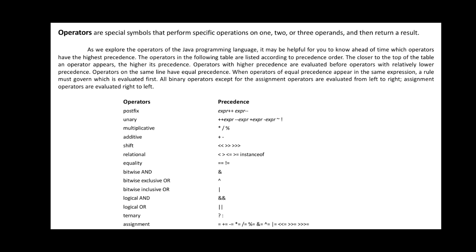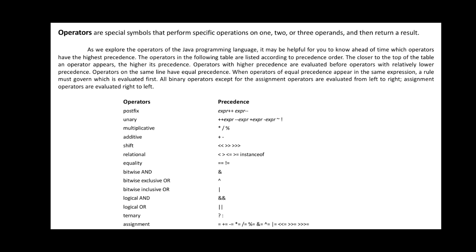So there are different types of operators you're going to have. There is postfix, unary operator, multiplicative operator, additive operator, shift operator. Then you're going to have the relational operator, equality operator, bitwise AND, bitwise exclusive OR, inclusive OR, then the logical operators, ternary, and different types of assignment operators. And they have precedence. Precedence is nothing but which operator is going to be evaluated first.